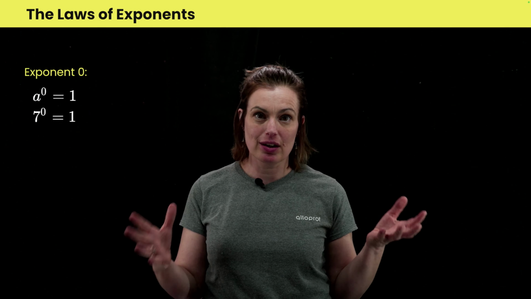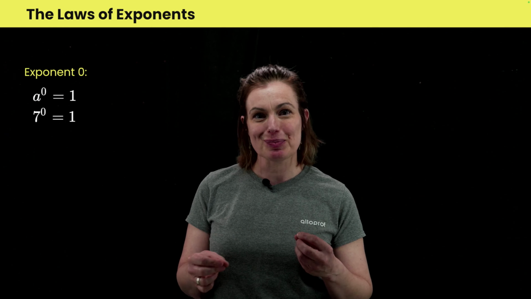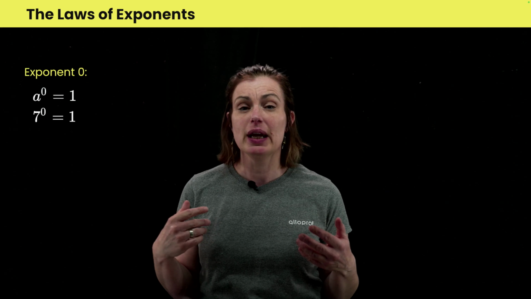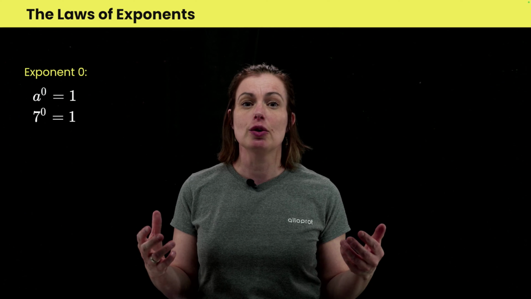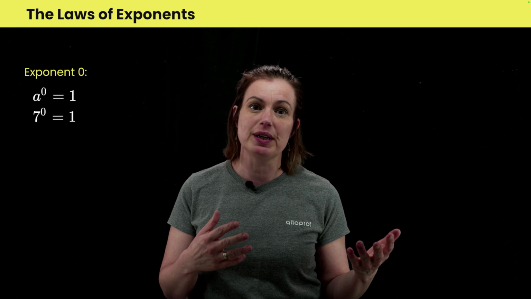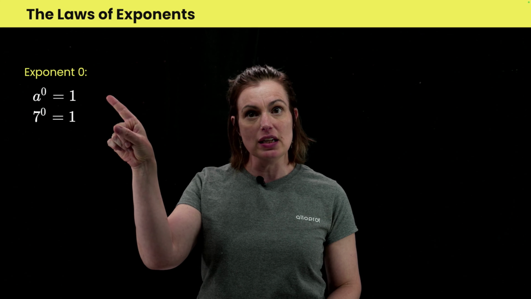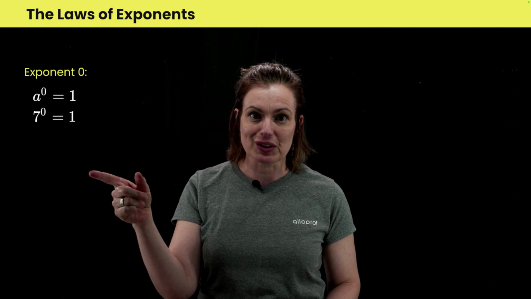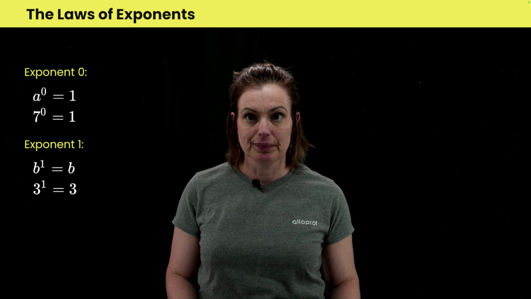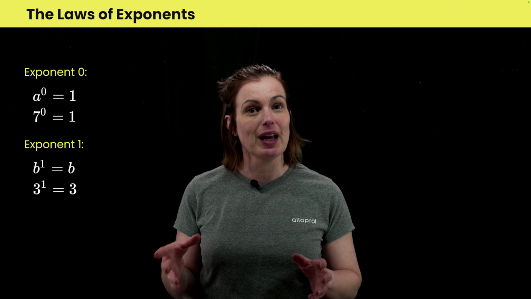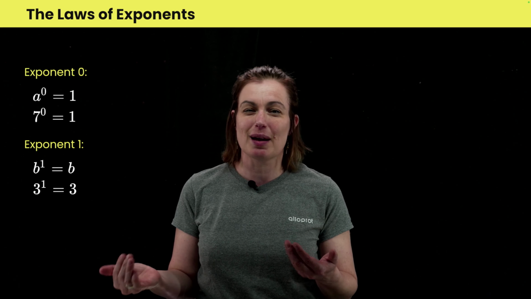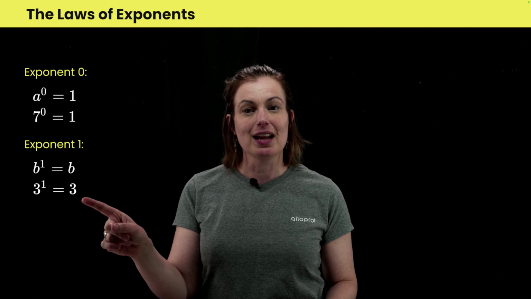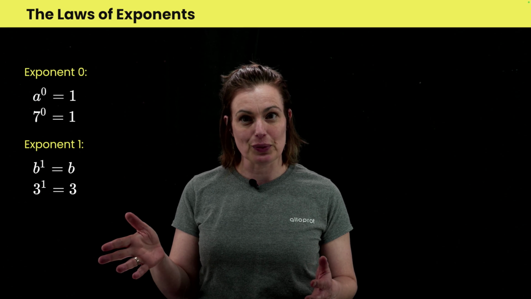So now we get to the heart of our video, which is about the laws of exponents. And we're going to start with the exponent 0. When you have the exponent 0, it doesn't really matter what your base is. Your power or your answer will always be 1. So you can see here, a to the exponent 0 will give us 1, and 7 to the exponent 0 also gives us 1. When our exponent is 1, however, then we have to pay attention to whatever the base is because that becomes our power. b to the exponent 1 gives us b, and 3 to the exponent 1 gives us 3.